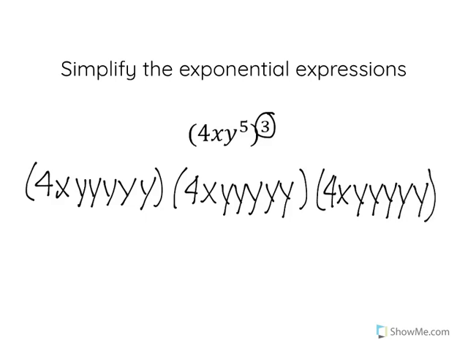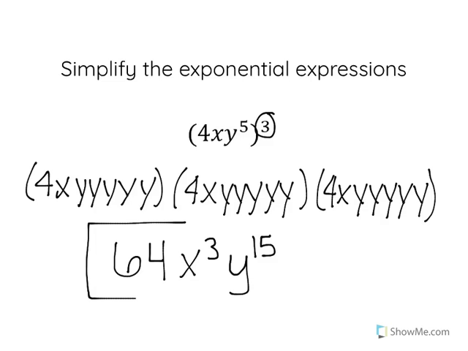So now what I'm going to do is I'm going to multiply my 4. So I have 4 times 4, which is 16, times 4 is 64. And now I'm going to combine my x's. So I see a total of 1, 2, 3 x's. So that's going to be x to the 3rd. And I have 5 y's in the first one, 5 y's in the second one, 5 y's in the third. So that's going to be y to the 15th. And this right here is our simplified expression.